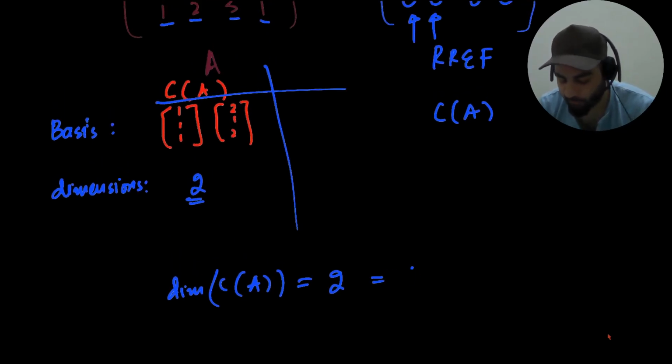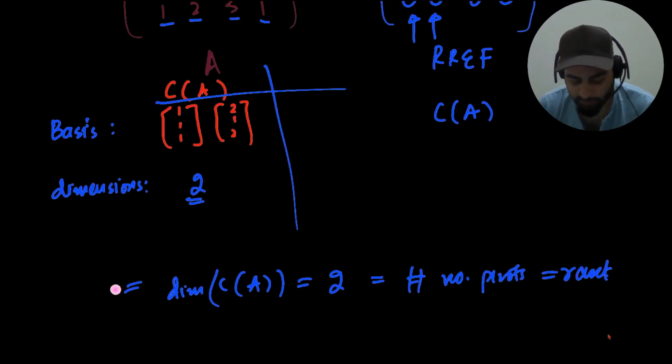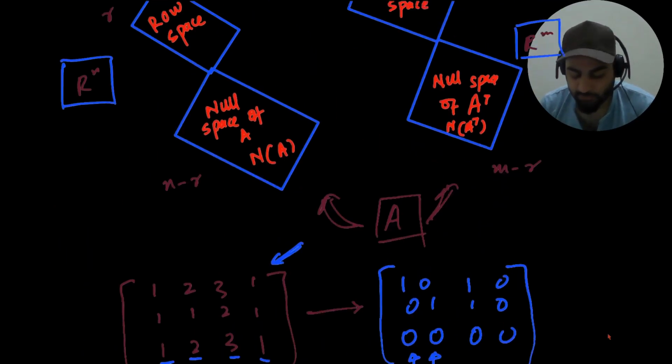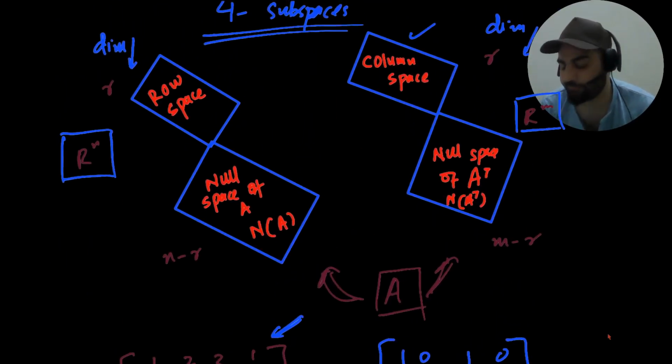So this is also equal to the number of pivots. That is equal to the rank. That's how we got this r, the dimension r for this column space.